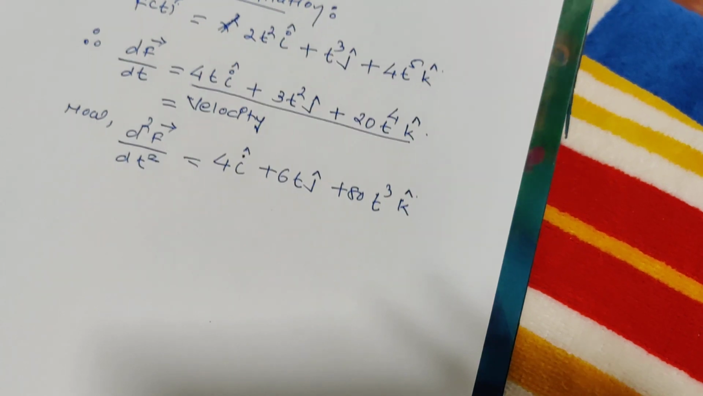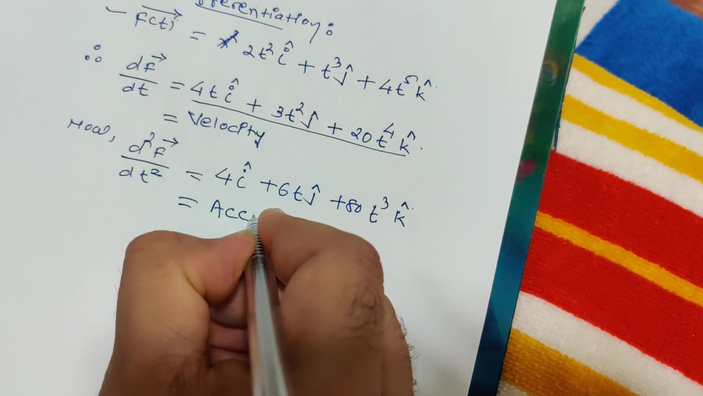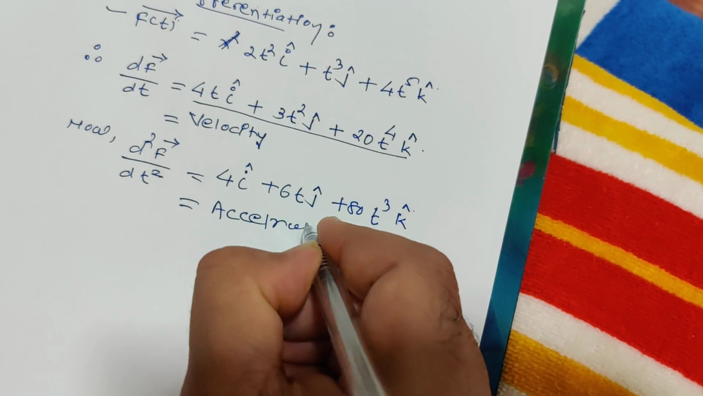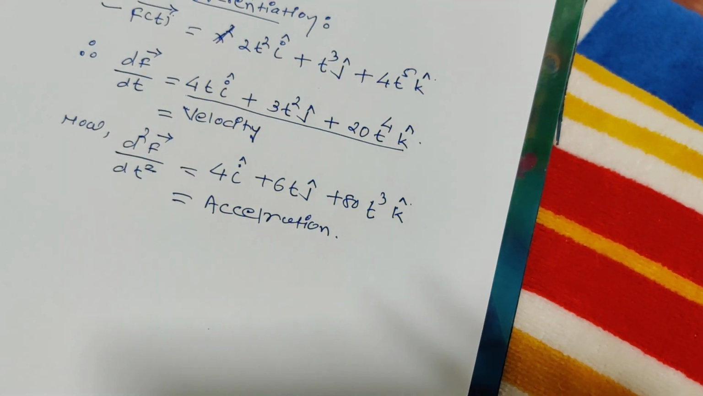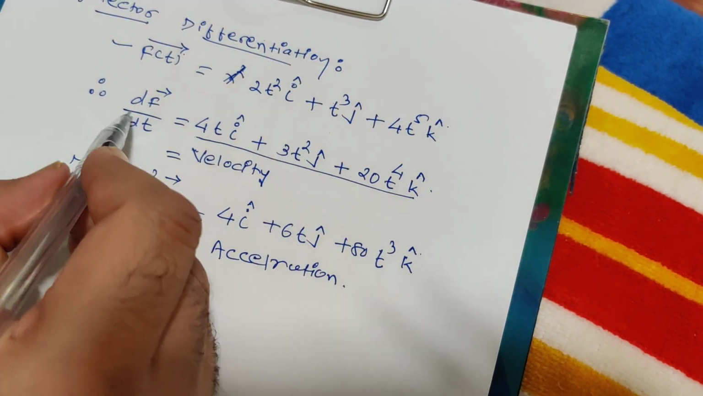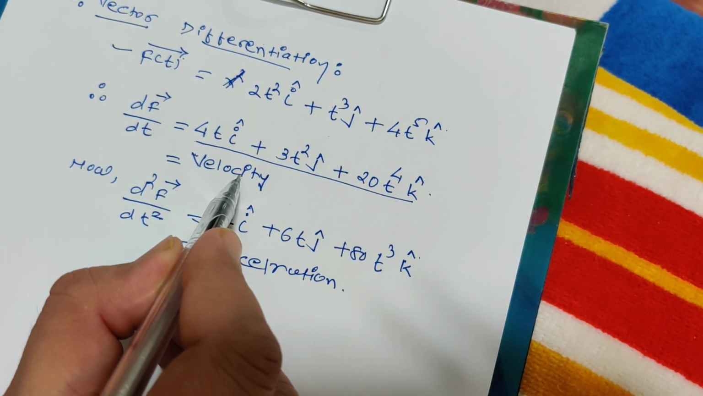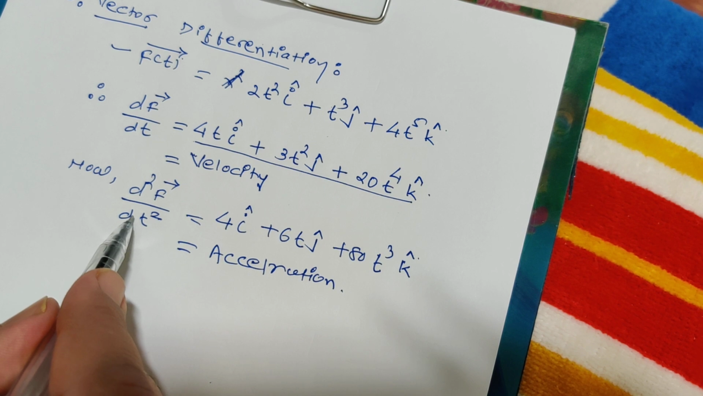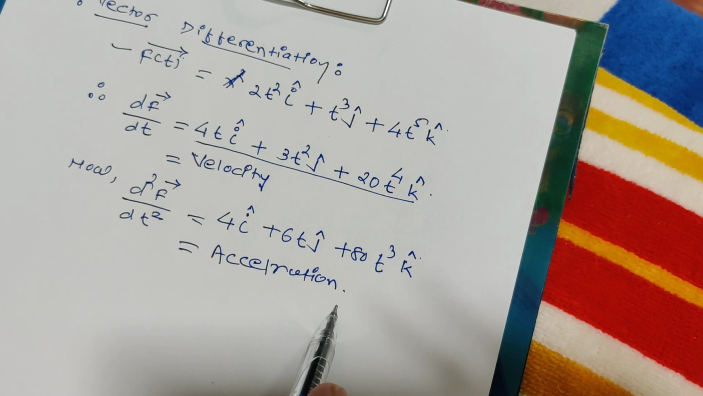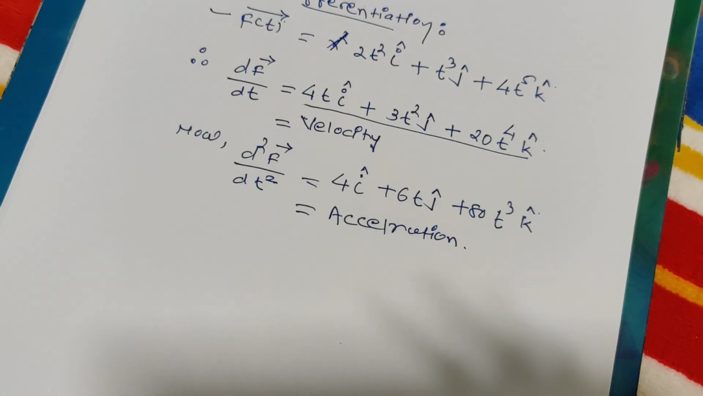Now this quantity gives us acceleration of the given physical quantity, students. So once you find the first derivative of the given vector, it gives you the velocity, and when you find the second derivative of the given function with respect to t, it gives you acceleration, students. So this is how we can represent the vector differentiation, students.